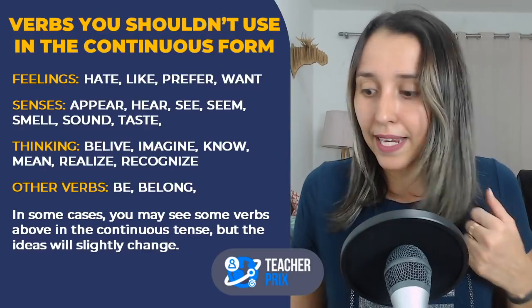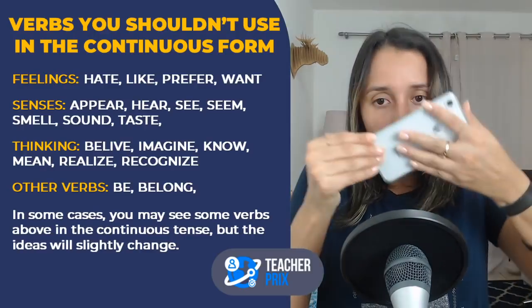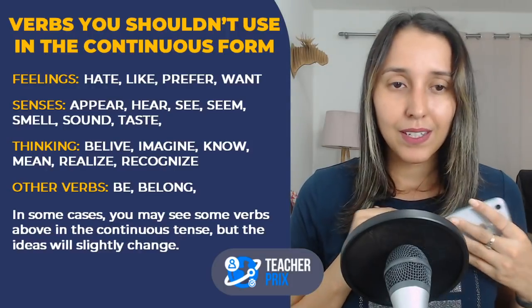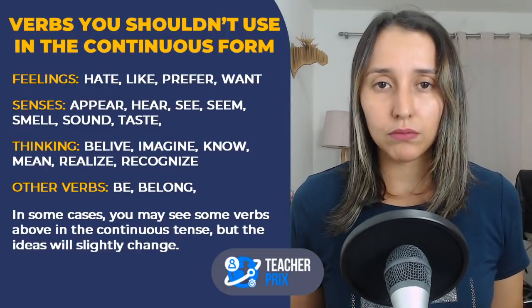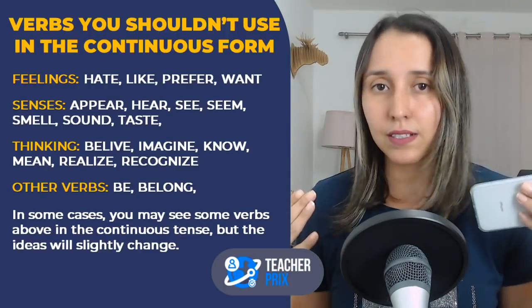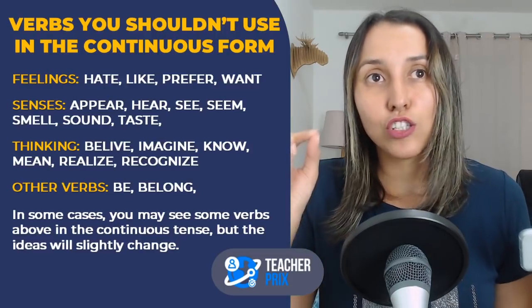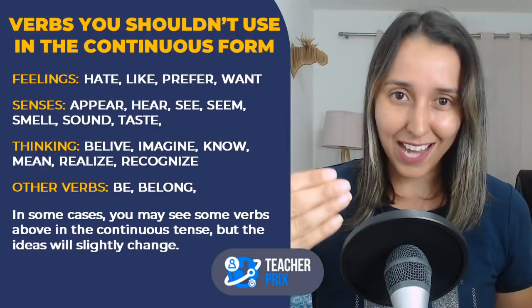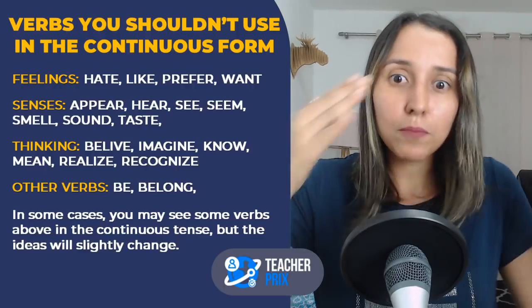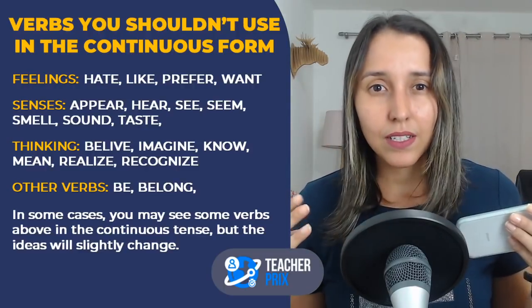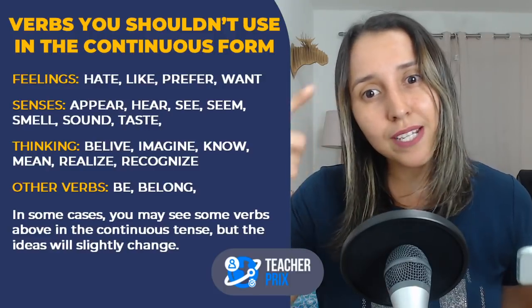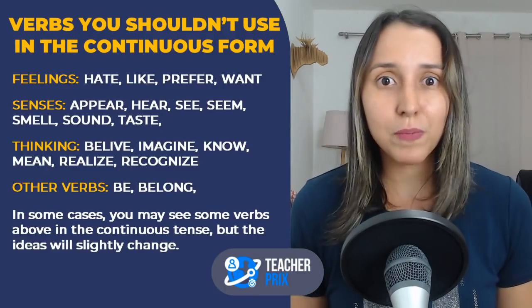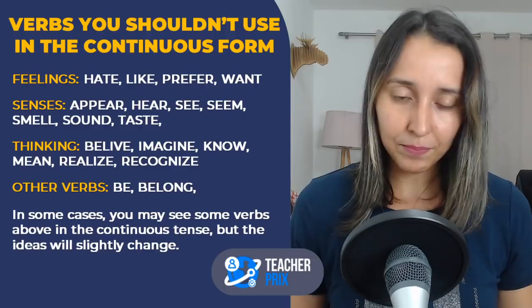Belong, this is mine. This phone belongs to me. You don't say it's belonging, either it belongs or it doesn't, okay? It's not necessary to describe the progress of this action because either it belongs or it doesn't. There's no reason to explain a progress because there is no progress, okay?